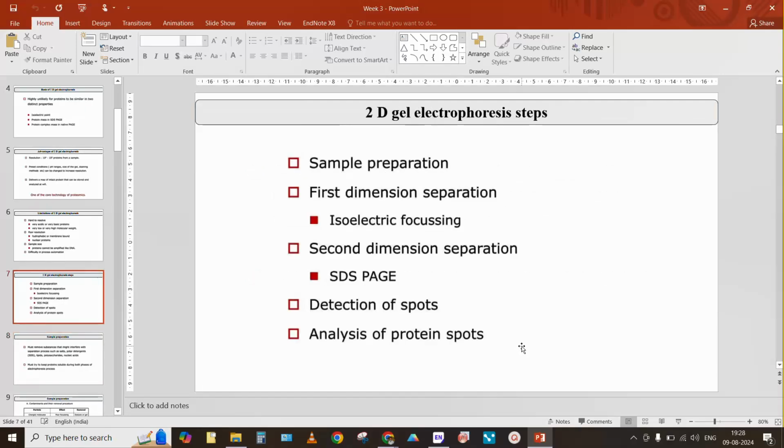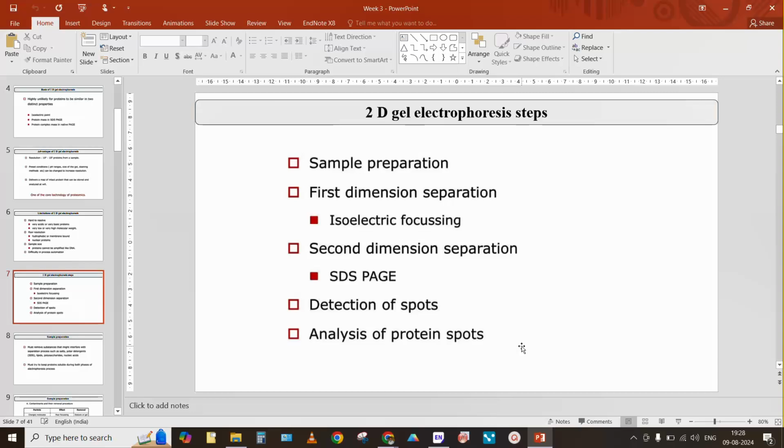The first, as you can see, is sample preparation. Here, proteins are extracted from the samples. The samples may be any cells, tissue, or body fluids, using a lysis buffer that typically contains detergents, reducing agents, and protease inhibitors. This ensures the proteins are solubilized and protected from any kind of degradation. Then protein quantification as well. The total protein concentration is measured to ensure consistent loading across the samples. It comes under sample preparation only.